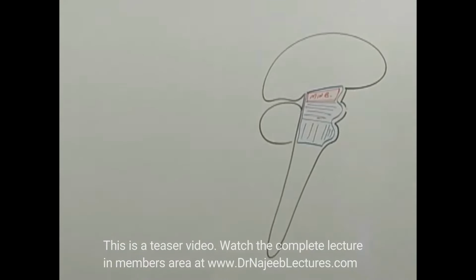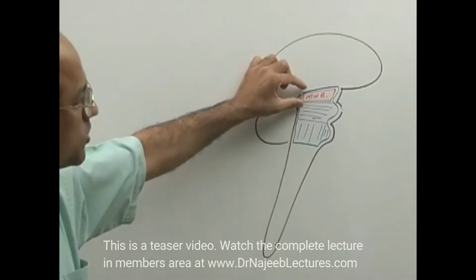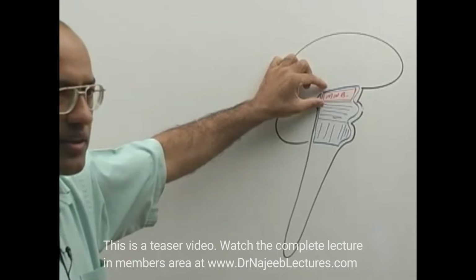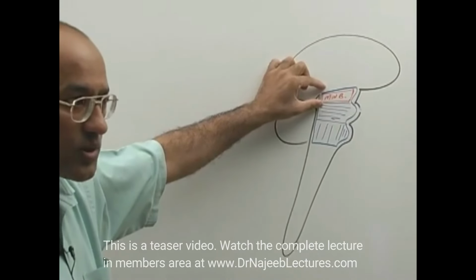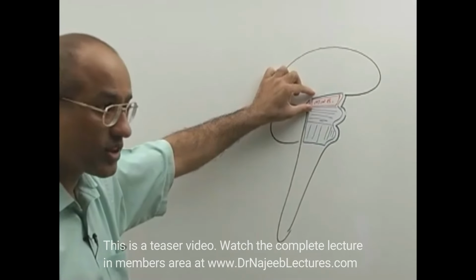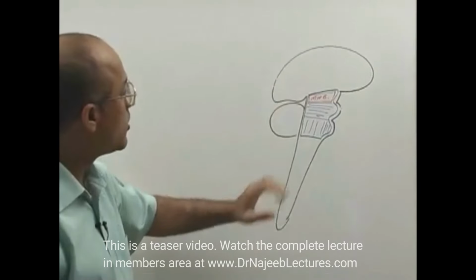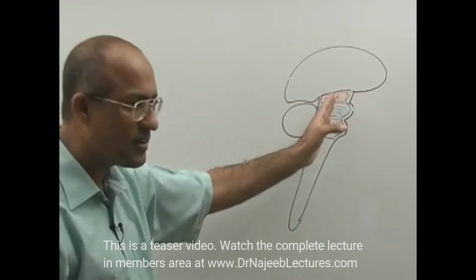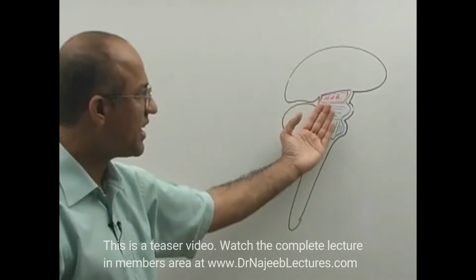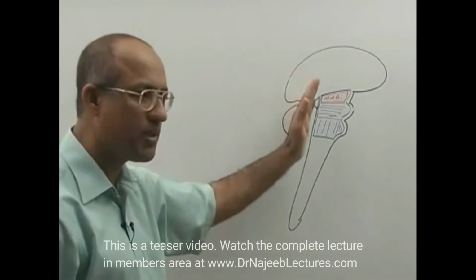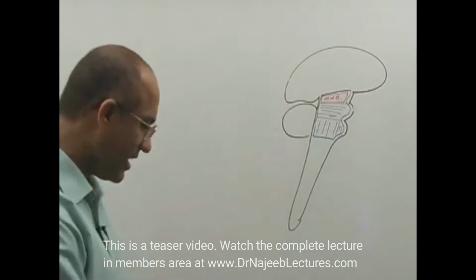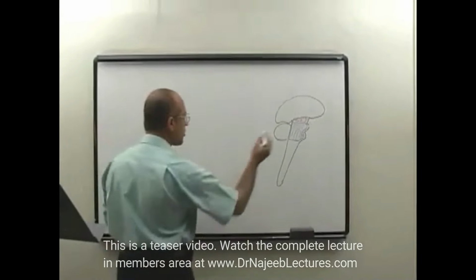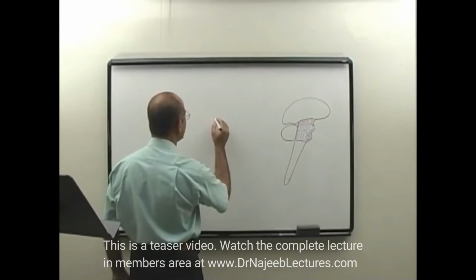Today we are going to discuss the midbrain in detail: what cranial nerves are related with it and what the internal structures of the midbrain are. First, we will look at the midbrain from the front, then from the side, and then I will draw a diagram and we'll look at it from the back. So let's look at the midbrain from the front.